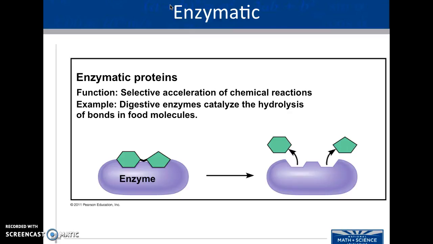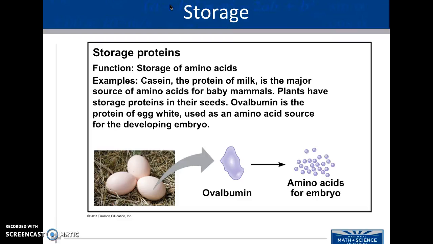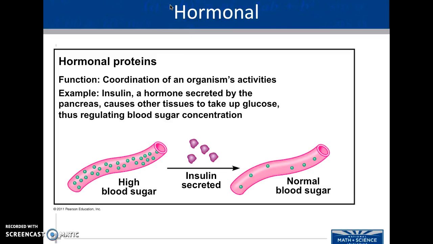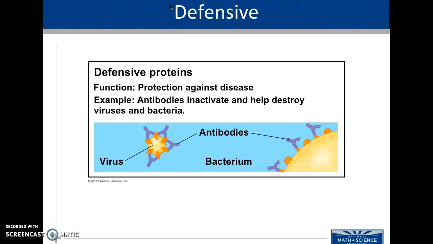Enzymatic proteins, they accelerate chemical reactions. For example, the enzymes that digest and catalyze your food. Storage, they store amino acids. For example, casein, the protein of milk, stores amino acids for baby mammals, which is why these young organisms are going to consume the milk because of the amino acids that are stored there. Hormonal proteins, any sort of hormones, so insulin, glucagon, all of that stuff, those are proteins. They are signaling molecules. Defensive purposes, the antibodies are proteins that attack certain viruses.